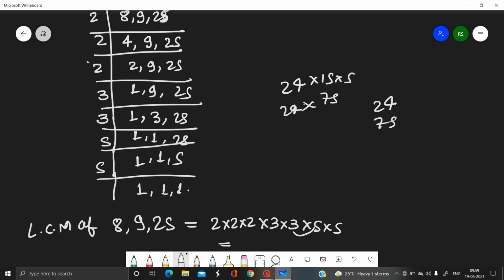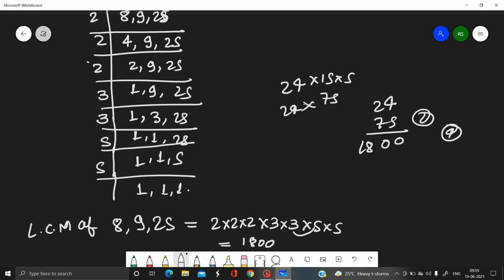24 into 75. So 4 5s are 20, carry forward 2. 5 2s are 10, and 10 plus 2 will be 12. Then 7 4s are 28, 28 plus 10 will be 38, 38 plus 2 will be 40, carry forward 4. 7 2s are 14, 14 plus 4 will be 18. So the LCM of these three numbers is 1800.